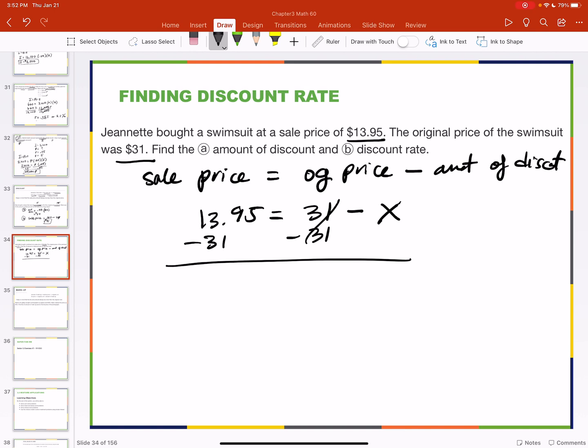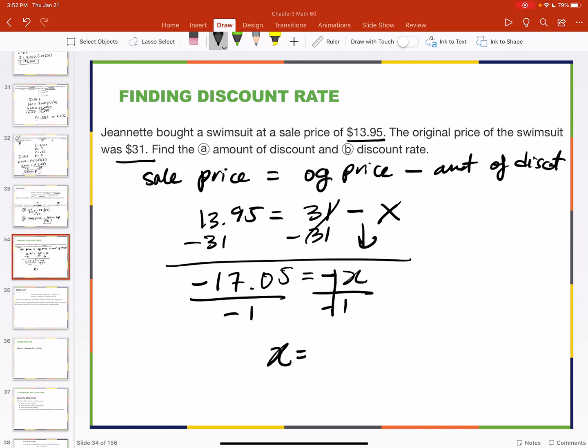Okay, so $13.95 minus 31 should give you a negative number, negative 17.05, right? It's negative, but this is equal to, you bring down this negative X. So divide both sides by negative 1 to get rid of the negative, and you get the amount of discount, which is $17.05. But then the discount rate, so this is A only.